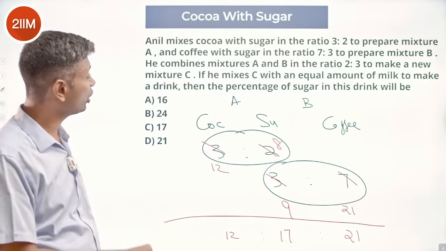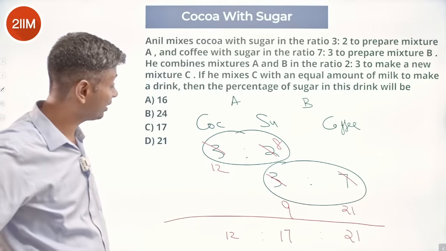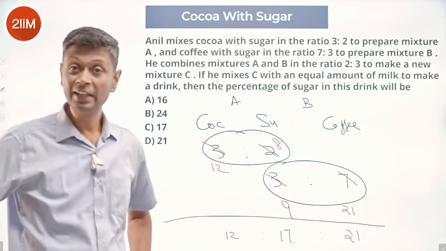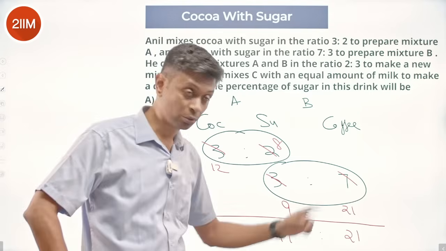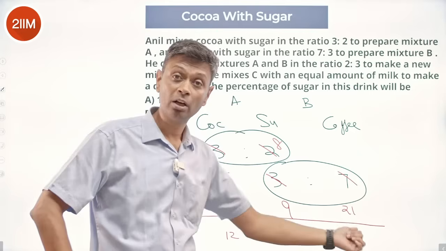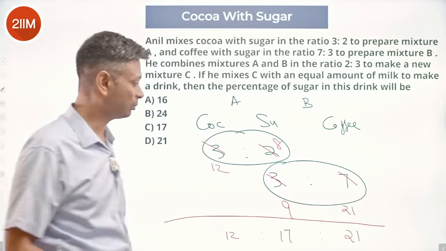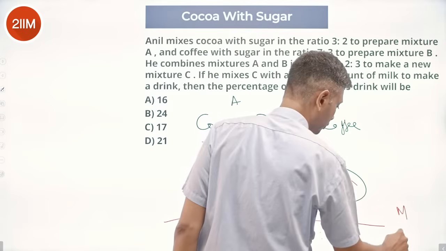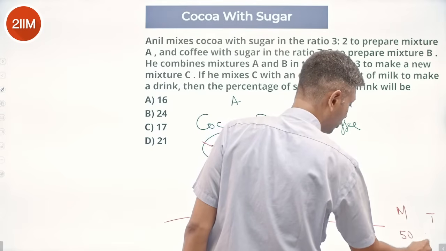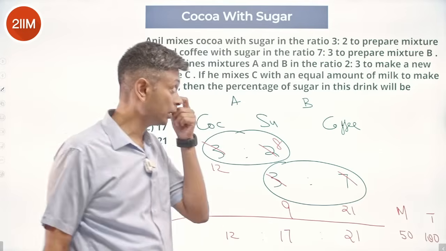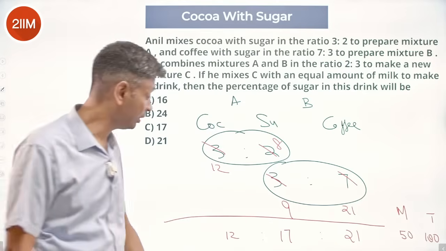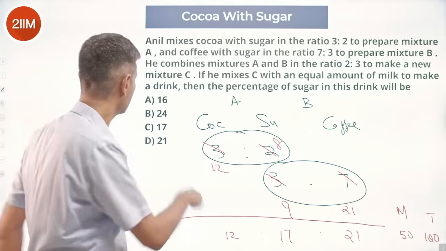If he mixes C with an equal amount of milk to make a drink, then the percentage of sugar in this drink will be, he's mixing these three in the ratio 12:17:21, 12 plus 17, 29, plus 21, 50. Equal amount of milk, that means the milk quantity is 50. Total is therefore 100. Nice. The percentage of sugar in this drink will be 17 by 100, which is 17%.